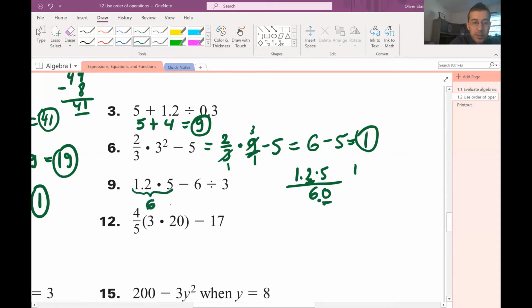So we have 6 minus 6 divided by 3. Now we have subtraction and division. We're going to do division first. So 6 divided by 3 is 2. And 6 minus 2 is 4. 4 is the answer for number 9.